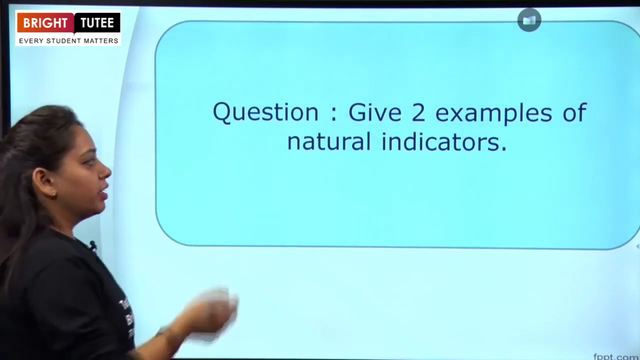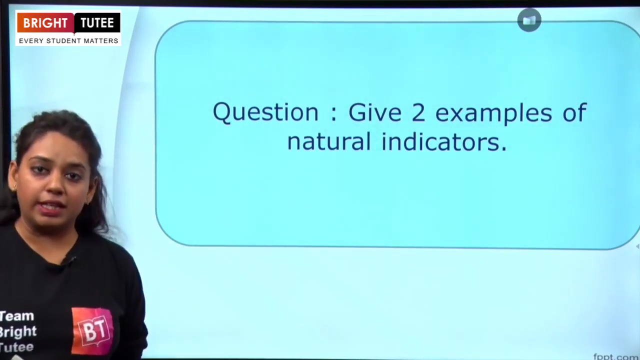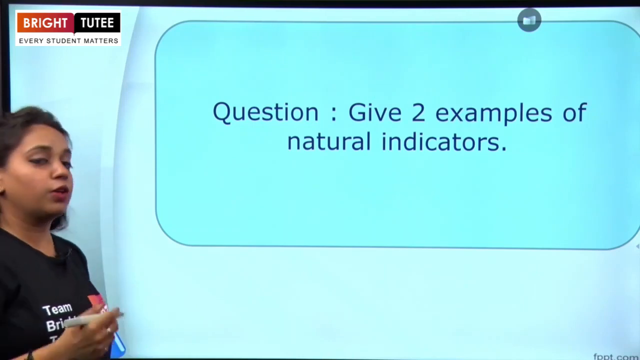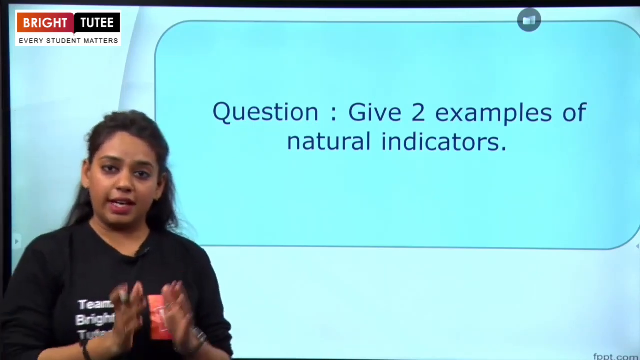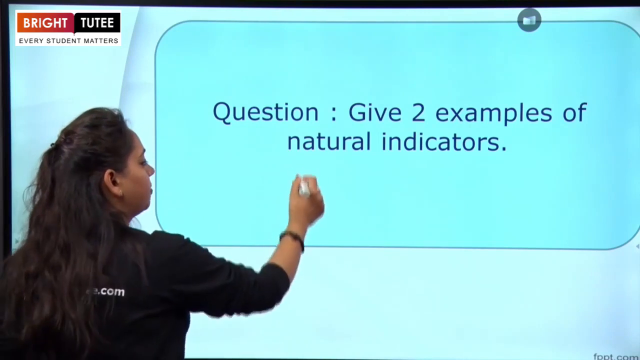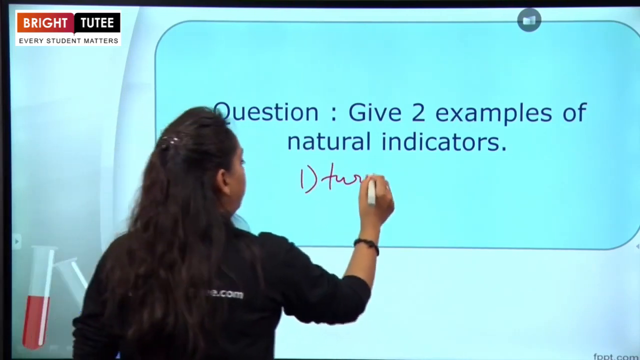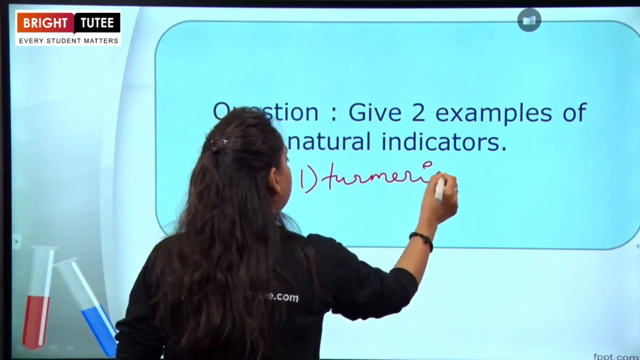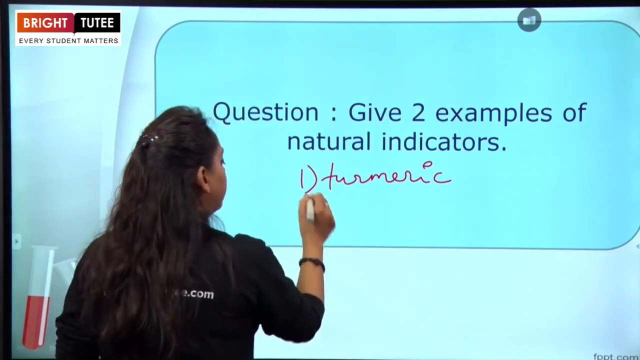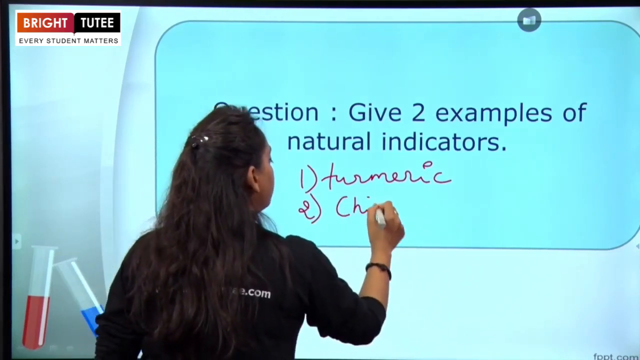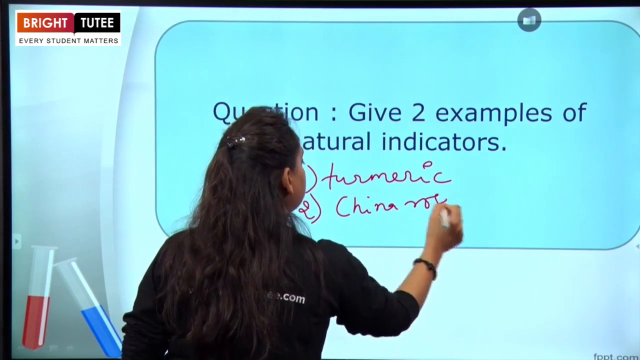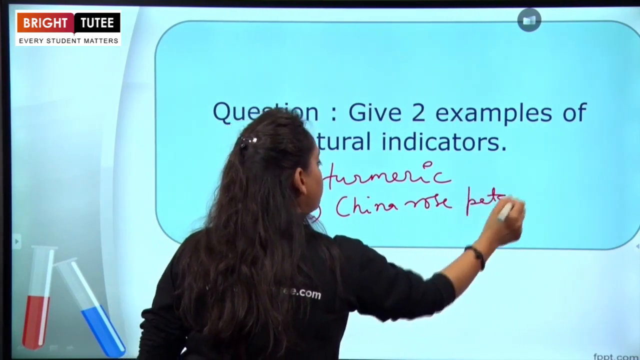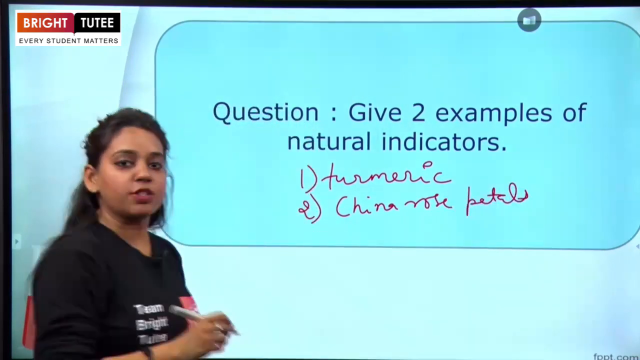The next question is, give two examples of natural indicators. And we have studied a lot of natural indicators and a few examples are turmeric, that is the haldi that you use in the kitchen. Then you can write China rose petals. And what do we call China rose petals in Hindi? We call it as gudhal.